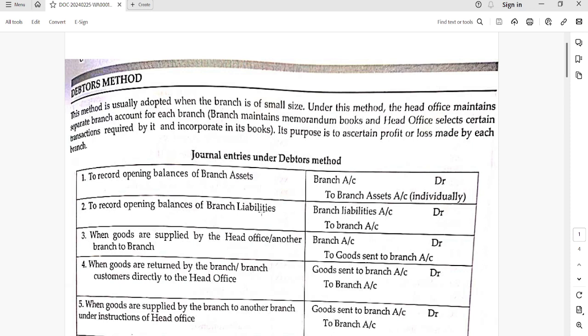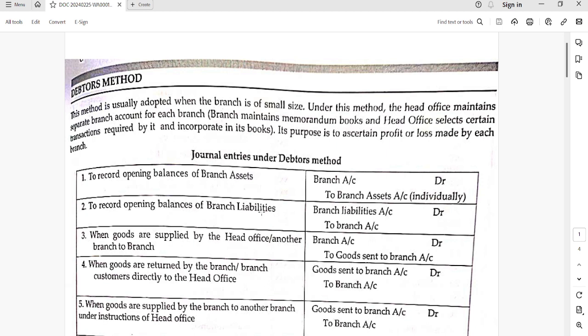What it says under this method is that we have to mainly prepare the books in the books of HO and maintain the branch account. So the journal entry, we just need to go through it. All the things we have already done in the ledger format. Now we just need to learn about the journal entry first.